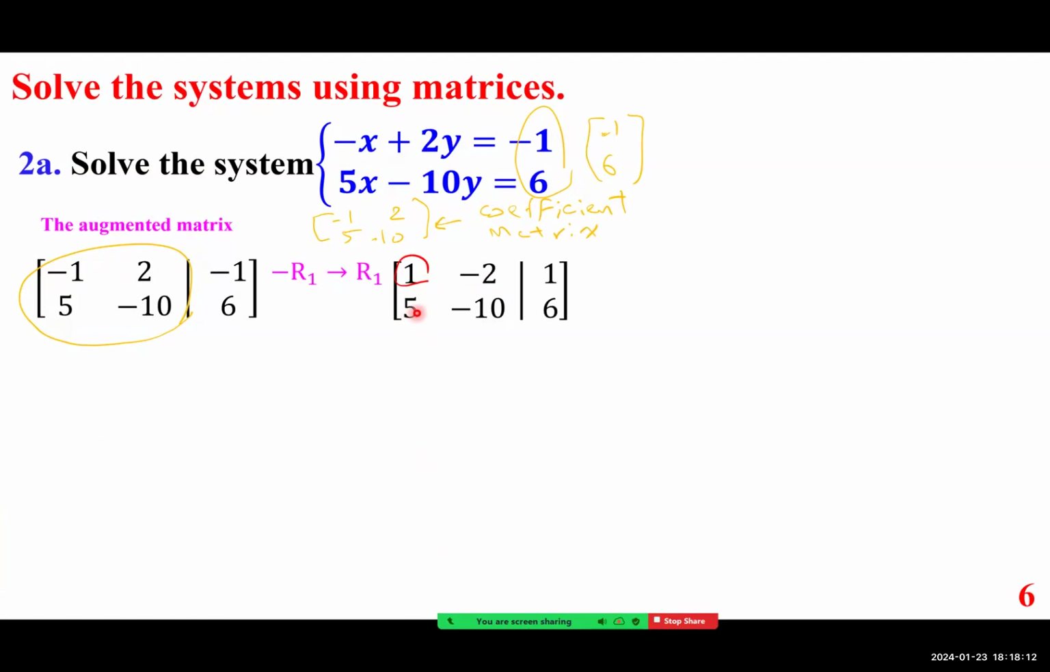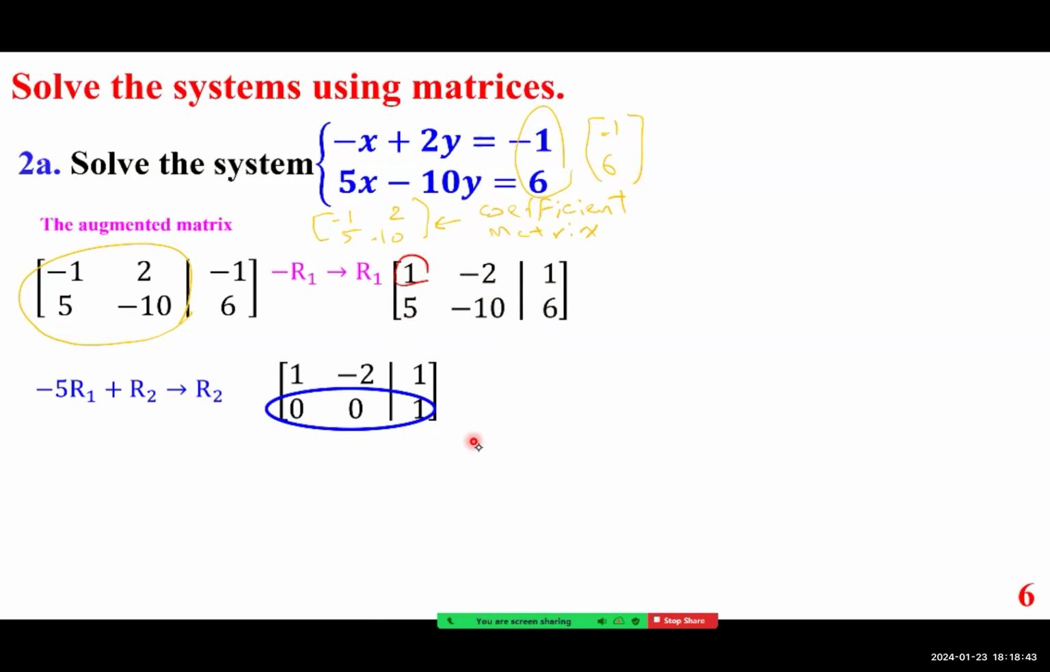So how do I make this 0? If I multiply this one by 5 and subtract it from this, so minus 5 R1 plus R2 becomes the new R2. So if I multiply this one by -5, I get -5 and 5 is 0. I multiply this one by -5, I get +10 and -10 is 0. If I multiply this one by -5, I get -5 and 6 becomes 1.